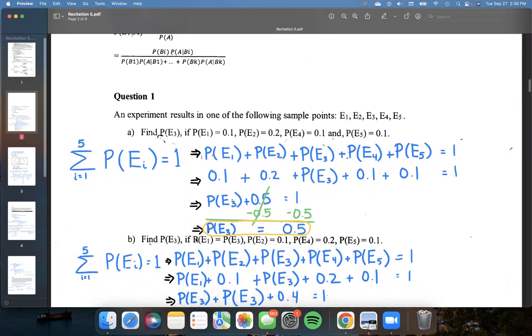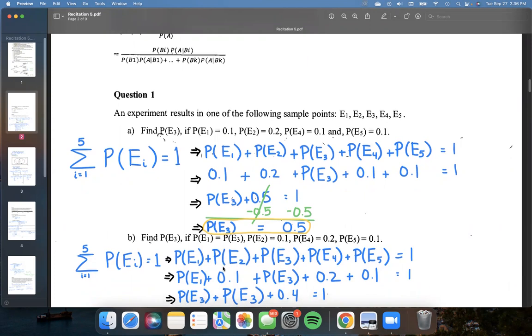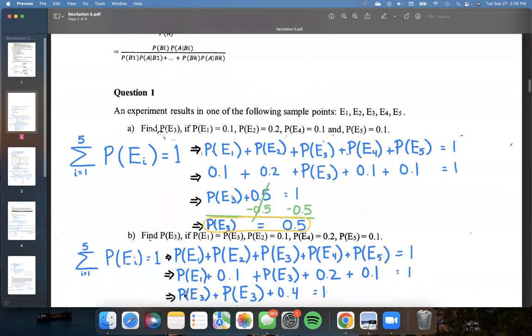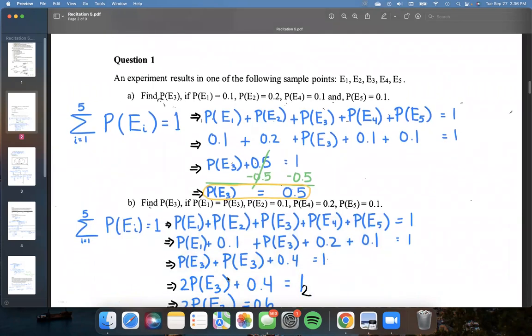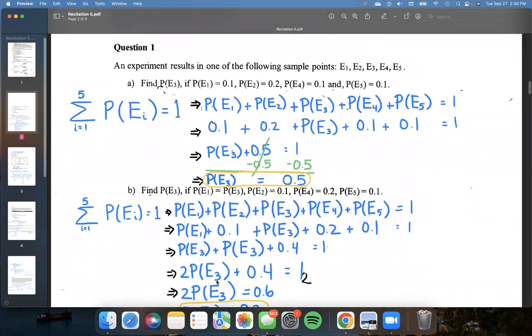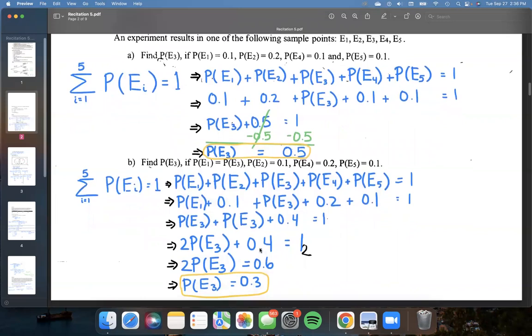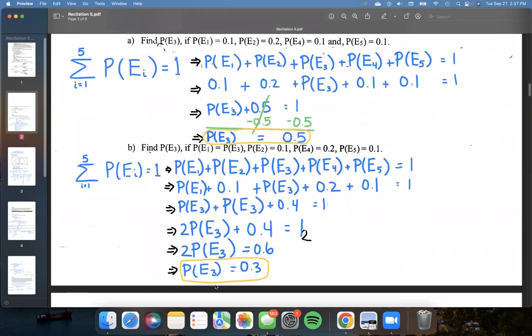And then we were given that the probability of E1 and the probability of E3 are equivalent. So I substituted the probability of E1 for the probability of E3. So then that gives us 2 times the probability of E3 plus 0.4 equals 1. And then I'm going to subtract 0.4 from 1, and that'll give us 0.6. And then we want to divide by 2 on both sides. So in the end, we'll get the probability of E3 equals 0.3.